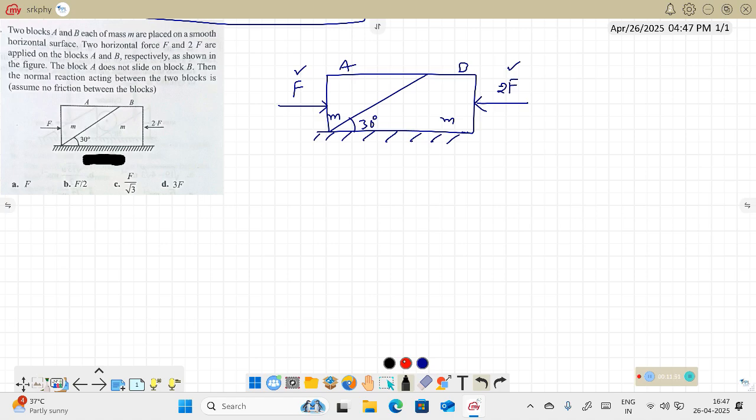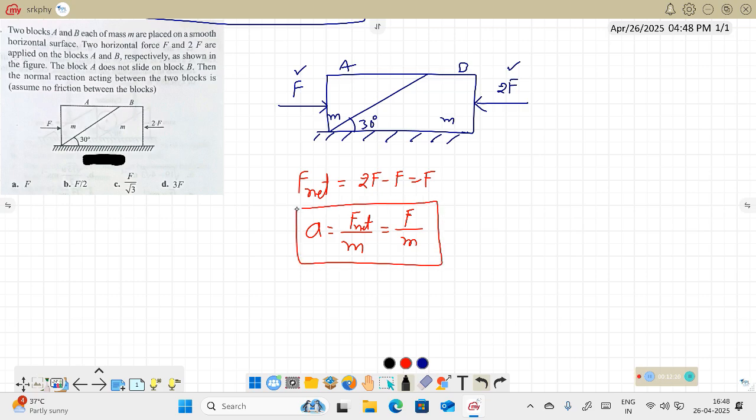In this case, two forces are acting and two masses are there, so there is a net force acting on the body. What is the net force? Net force is 2F minus F, that is equal to F. So what is the acceleration of the system? Acceleration of the system is net force by mass. What is the net force here? F only, by M. So the acceleration of the system is equal to F by M.